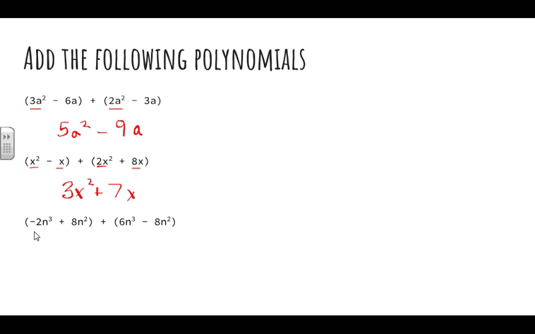All right, with our last polynomial, we have negative 2n cubed plus 8n squared plus 6n cubed minus 8n squared. So we can add our cubed n's. Negative 2n cubed plus 6n cubed is going to give us 4n cubed. 8n squared plus negative 8n squared is just going to be 0. We got nothing left with our n squareds. So 4n cubed is our final answer here.